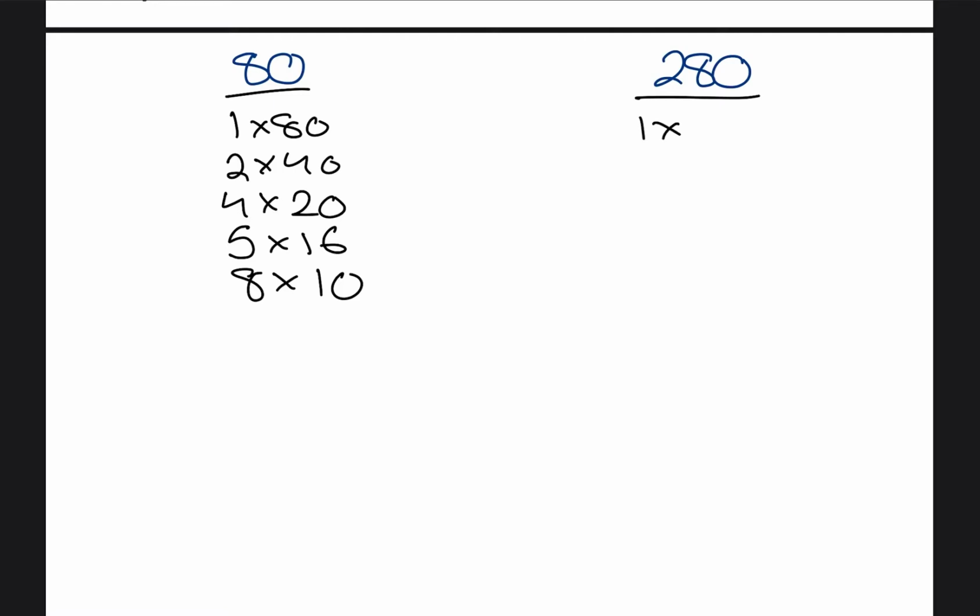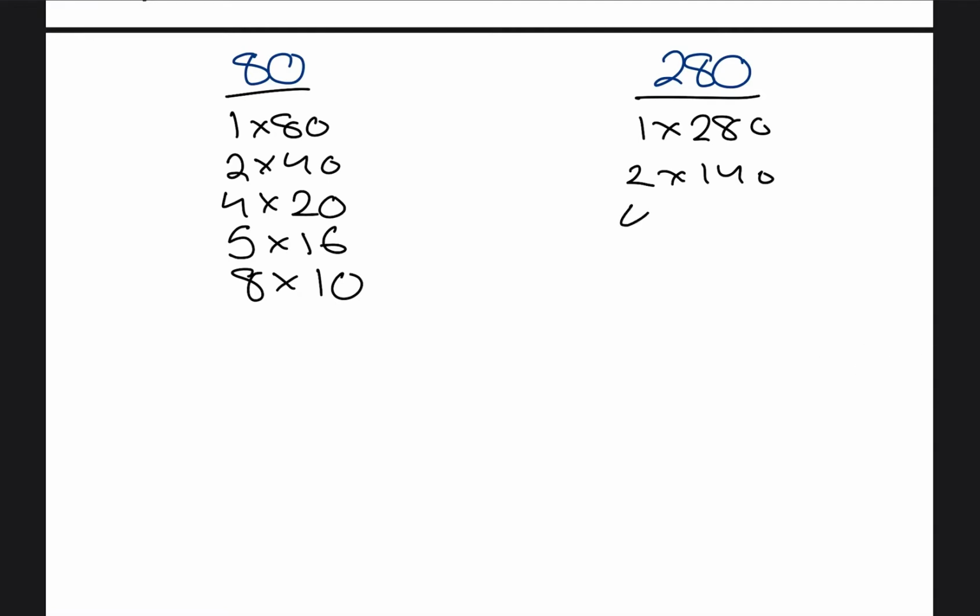280, well, 1 times 280. 2 times 140. 3, well, 3 doesn't go into it on first instinct. Yeah, doesn't go into it. I'm thinking of 28, that's my first instinct. I know 3 goes into 27 because 3 times 9, but 28 doesn't, therefore it's not going to go into 280 because 280 is a multiple.